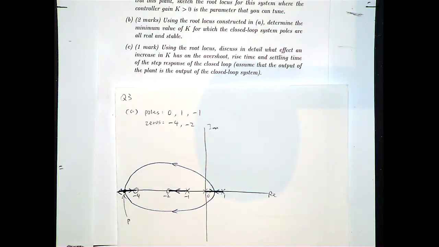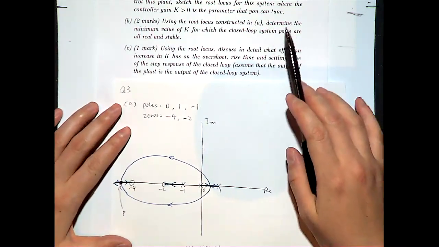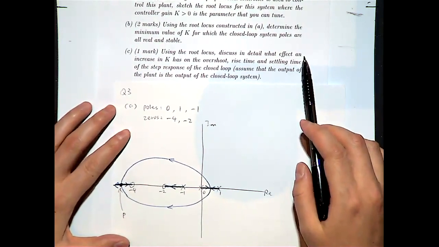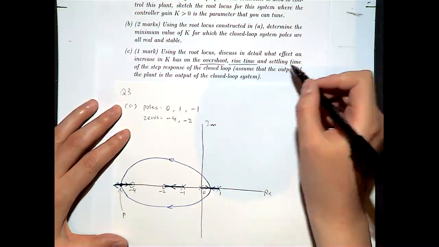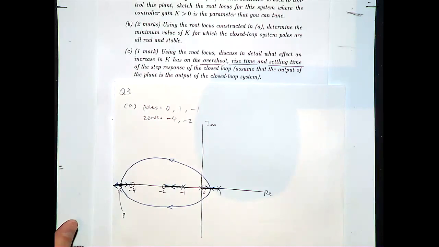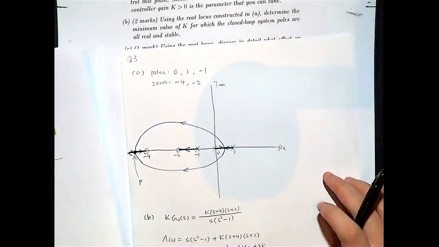So let's move on to C. C is saying, using your root locus, discuss in detail what effect an increase in K has on the overshoot, rise time, and settling time of a step response. If you remember, you do have this, right? That's taken from your lecture slides. It's an open book exam, so you can take whatever material you like. Of course you can bring this, right? So now you check your root locus.